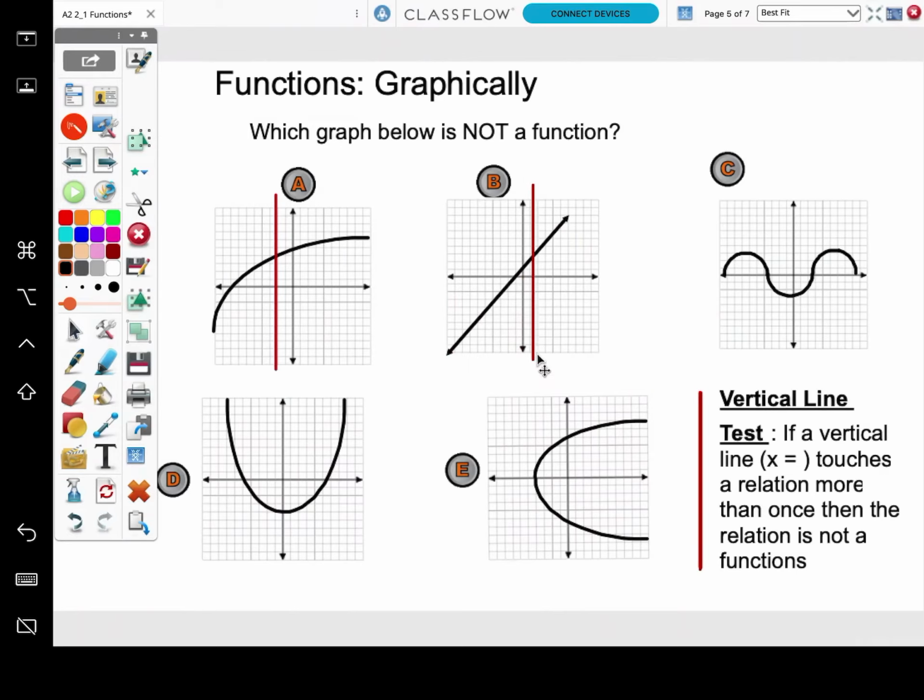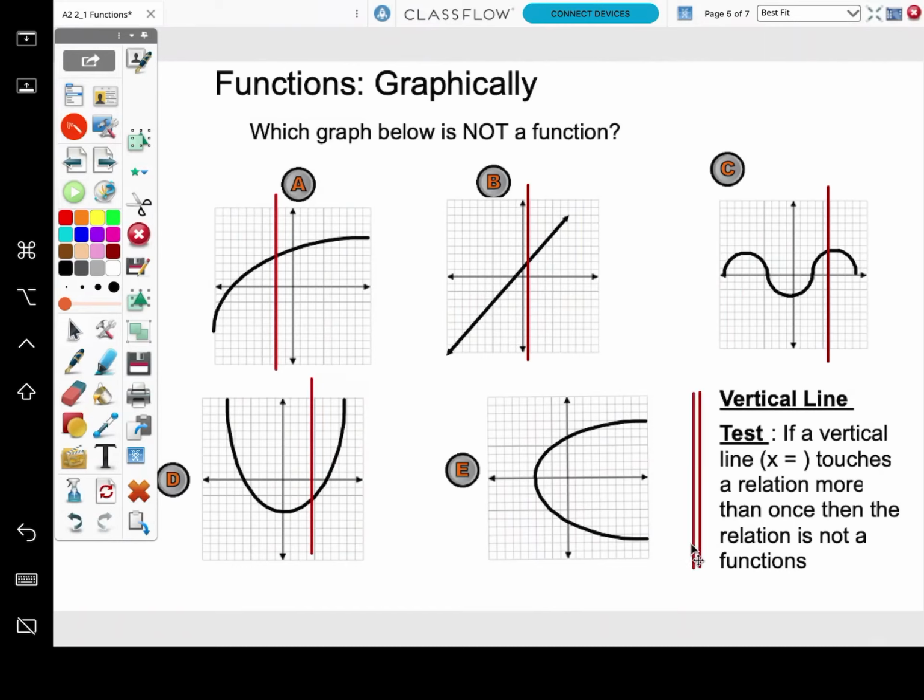How about C? Run it through there. A little questionable right there, but I think it's just super, super close. Still only touches once. Okay. Parabola, looking good, passing the vertical line test.